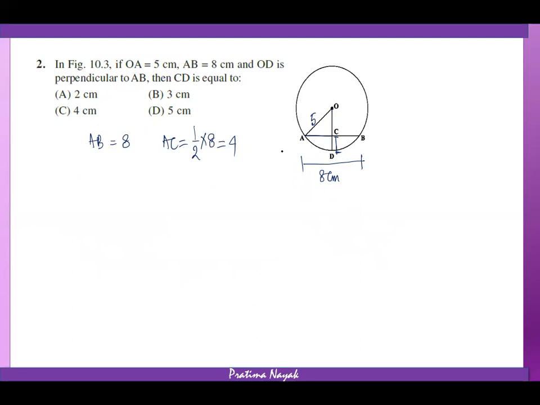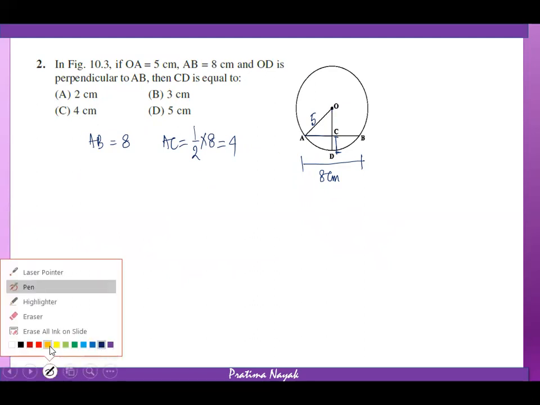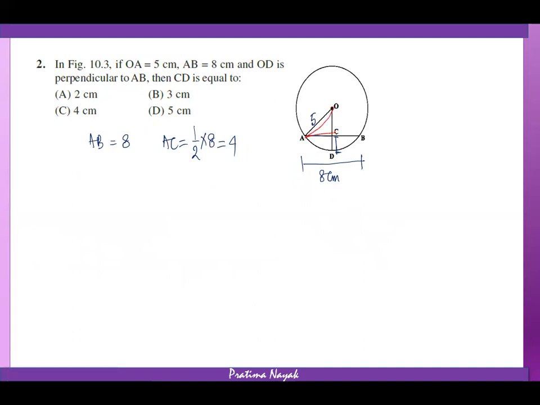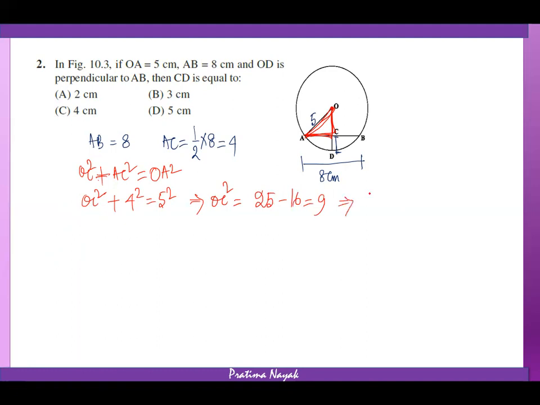Now in triangle OAC, I'll apply Pythagoras theorem to find OC. OC square plus AC square is equal to OA square. So OC square plus 4 square is equal to 5 square, or OC square is equal to 25 minus 16. That will be 9. So this gives you OC is equal to 3.